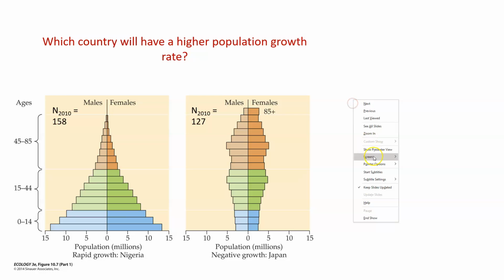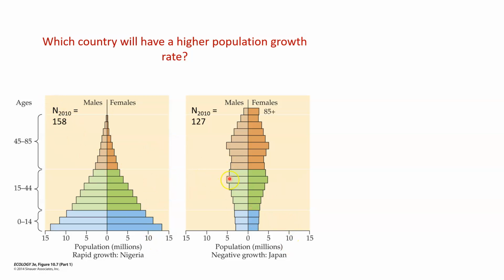Okay, moving on. We're looking at population pyramids of two countries. On the left, you see Nigeria. On the right, you see Japan. My question is, depending on the contents of the graph, which country will have a higher population growth rate? Now, answer this question not by your general knowledge, but by what you understand about population growth, survivorship, and reproduction. Compare the two graphs for a second.